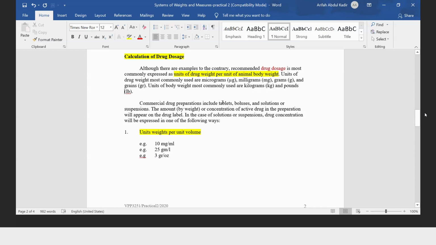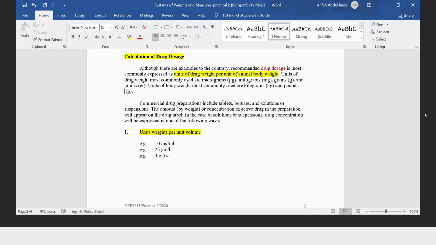The drug dosage, okay, again I repeat, the drug dosage is 10 milligram per kilogram, right? If it's a 3 kilogram cat, how many milligrams are required? 30. Okay, good. So that's very basic. So that is with tablets.